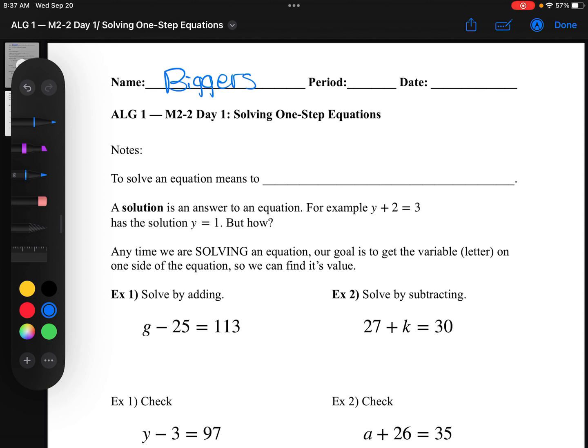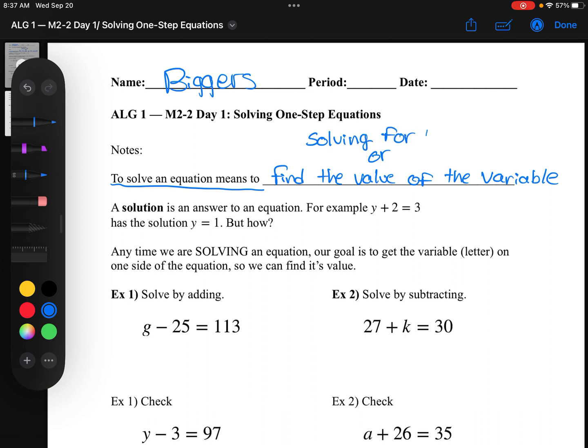To solve an equation means to find the value of a variable, okay? This could also be called solving for the variable.